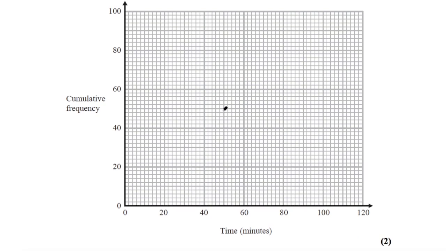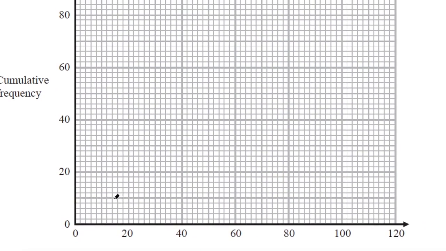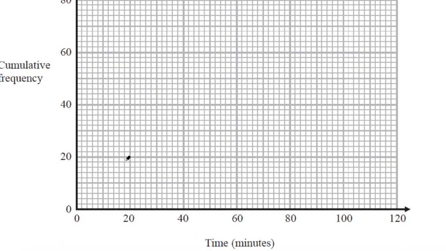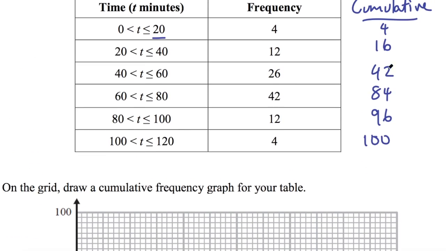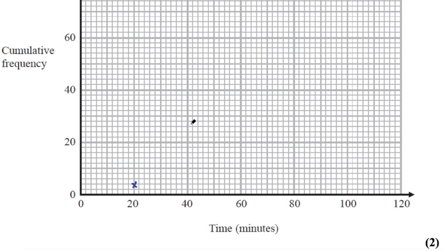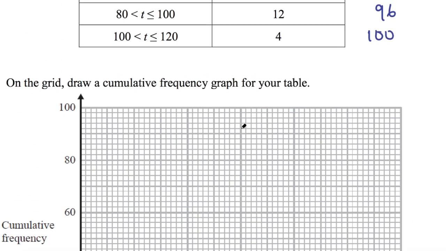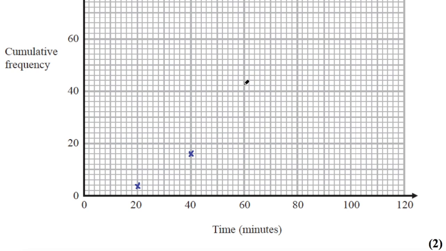Okay, so let's go ahead and look at this scale here. We are going up in 2s, so each line on this scale is worth 2 units. So the first point was 20 and 4, so that's going to be here. The next point is 40 and 16, so 40 on the time axis and 16 on the cumulative frequency. The next point is 60 and 42. Okay, so that's going to be here.